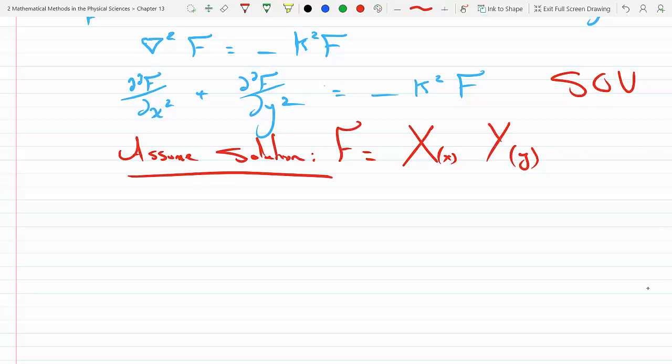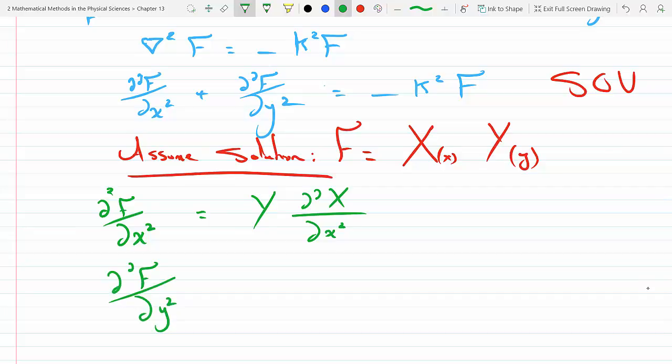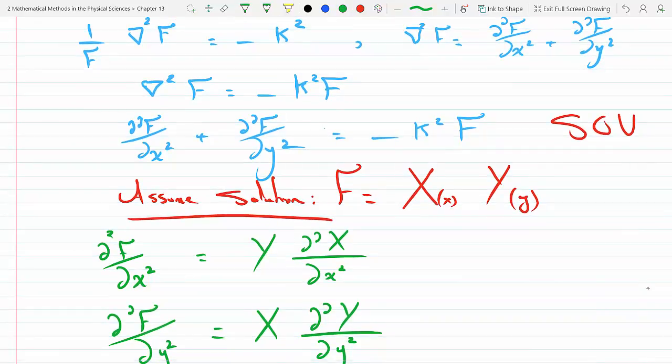Then I do the same thing I did above. I differentiate this with respect to x twice, and then with respect to y, and I plug it in. So if I differentiate with respect to x twice, I get d squared f over dx squared equals, now capital X is a function of x, but Y isn't, so this will be Y times d squared X over dx squared. I do the same exact thing with the y. So d squared f over dy squared equals, now Y is a function of y, but X isn't, so this will be X times d squared Y over dy squared. Just partial derivatives. Then I would plug these into my differential equation up here.